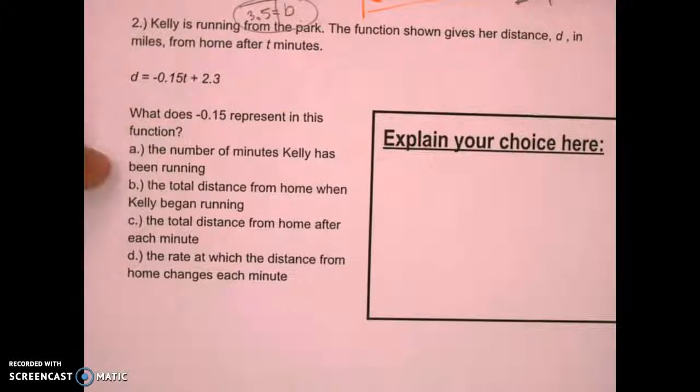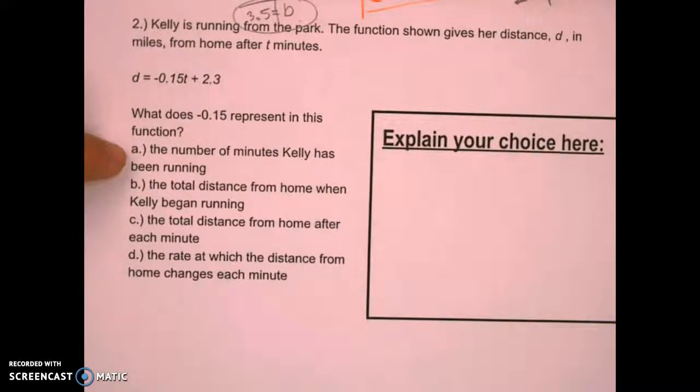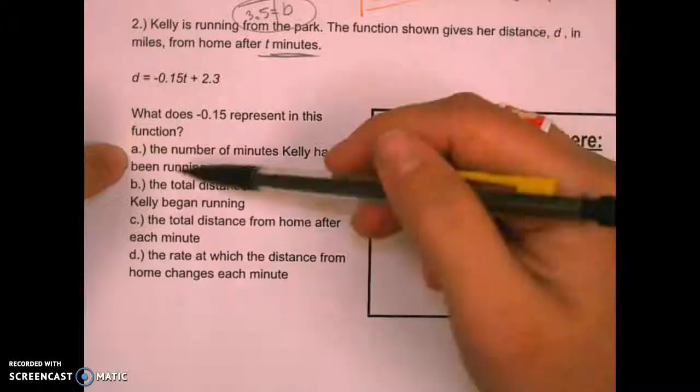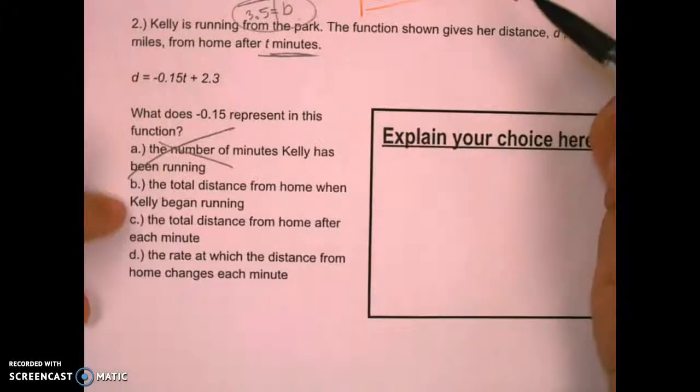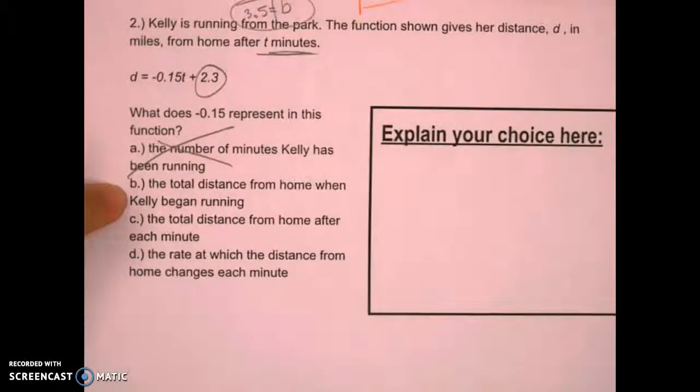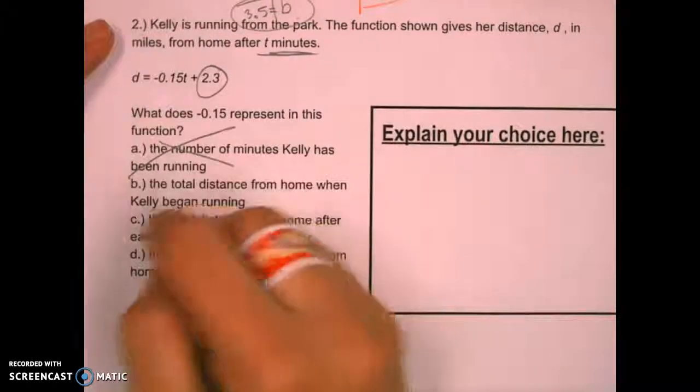Okay, so A, let's look at A. The number of minutes Kelly has been running. T tells us how many minutes, so that's definitely not it. Alright, B, the total distance from home when Kelly began running. Well, if you know her distance from home, that would be 2.3, because that's my y-intercept. That tells me where she's starting, where she began, so that can't possibly be it.